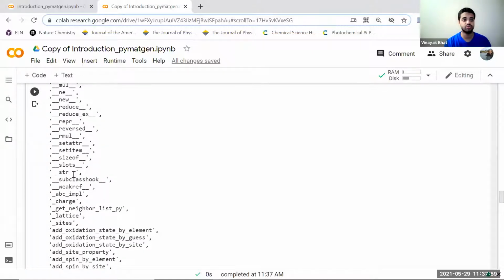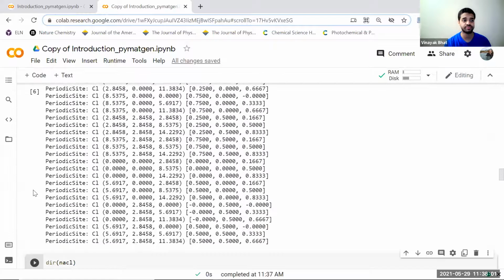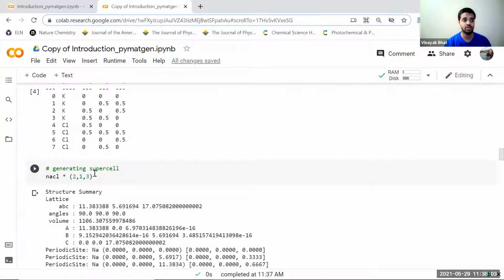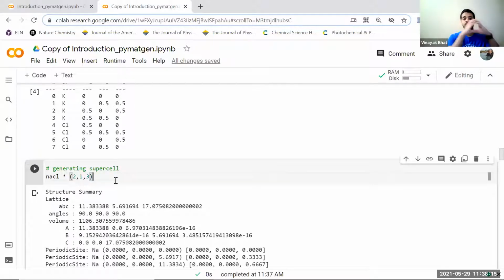Okay, so a supercell is a bigger cell. What we are doing is a unit cell. In crystallography, we have a small unit cell, and this is a periodic system. So the unit cell repeats again and again infinitely to generate your crystal. So if you want to generate a larger cell, sometimes you want to do stuff on larger cells.